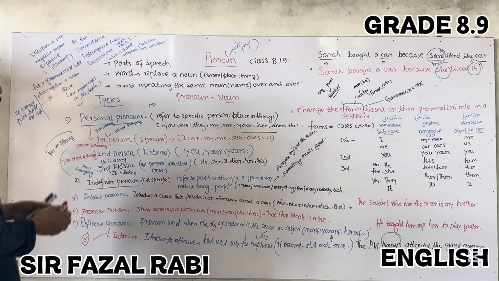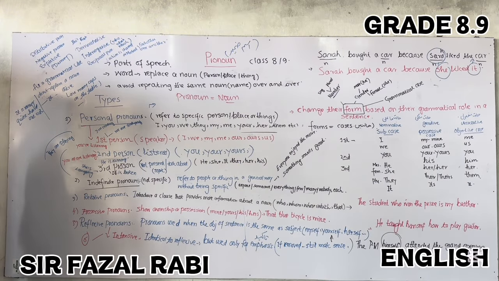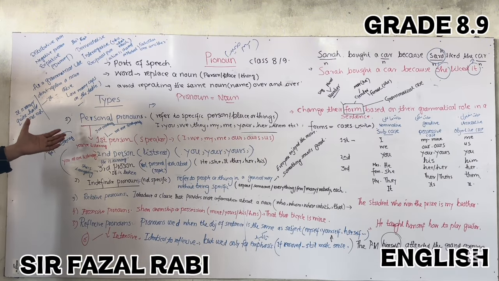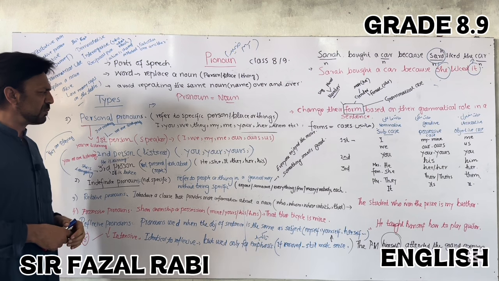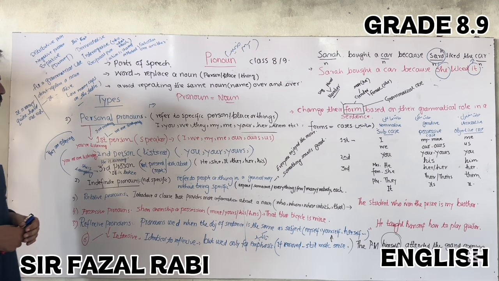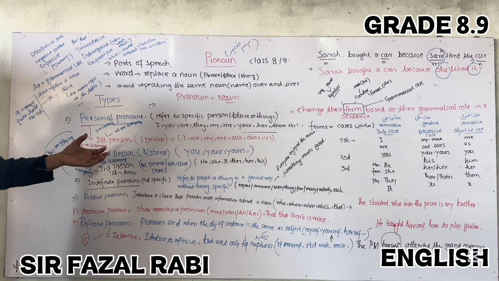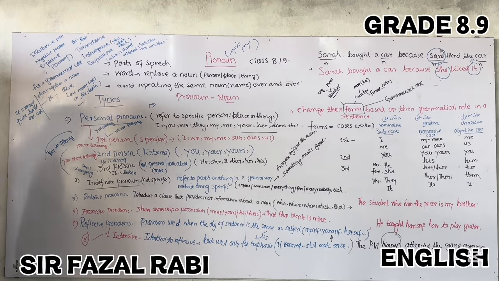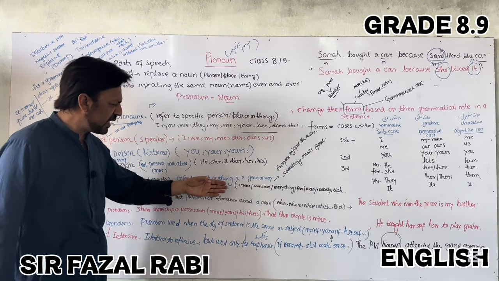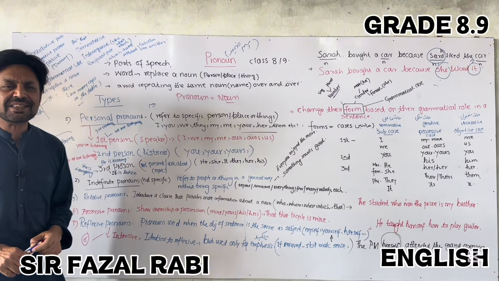Now, we come to the different types of the pronoun. So we start from the personal pronoun. Personal pronoun refers to the word or the pronoun they use for a specific person, place, or thing. So I, you, he, they. Then we come to the second, the indefinite pronoun. The indefinite pronouns are used to refer to people or things in general, not specific.